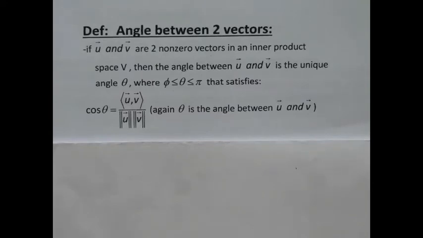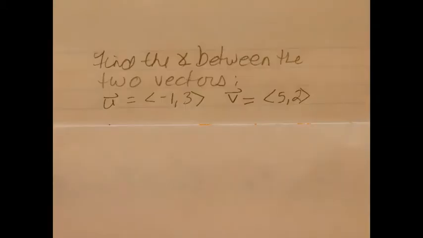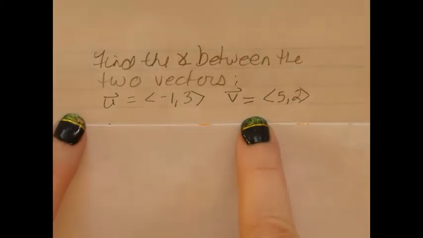Again, theta is the angle between u and v. Phi is the one that is outside. Next, we're going to find the angle between two vectors. Now, this looks familiar.